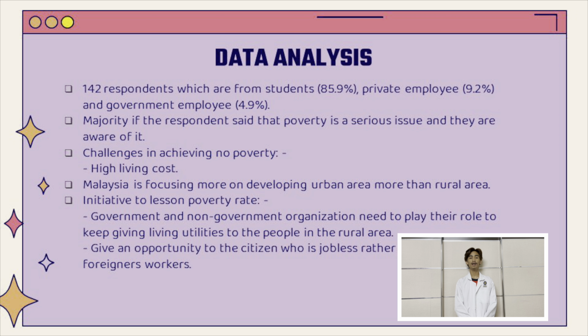Now, we are going to data analysis. There are 142 respondents. 85.9% of the respondents are students, 9.2% are private employees, and 4.9% are government employees. In the Google Form, we asked the respondents, are they aware of poverty in Malaysia? 90.1% of the respondents say yes, and 96.5% say it is a critical issue.